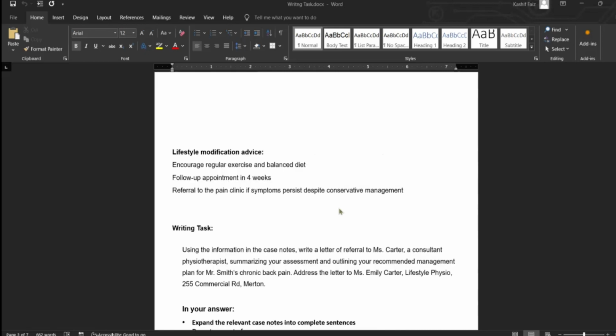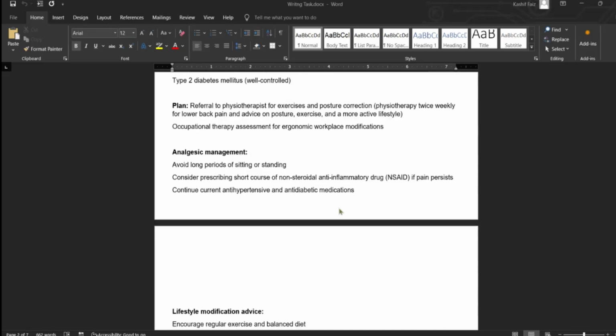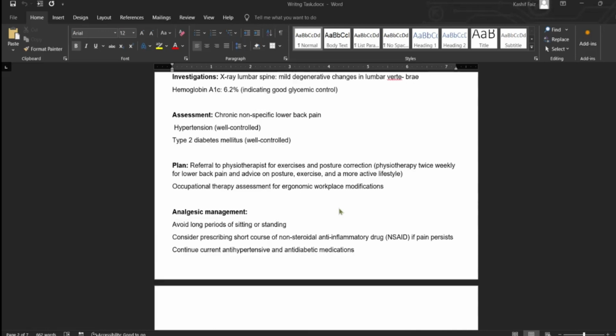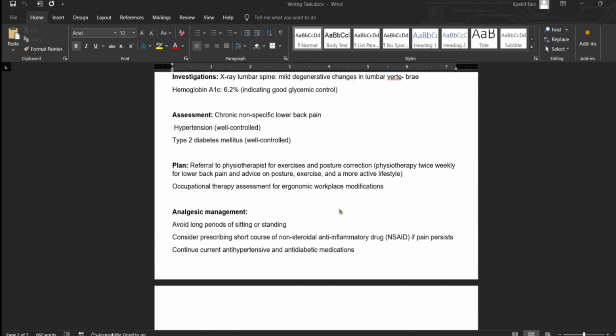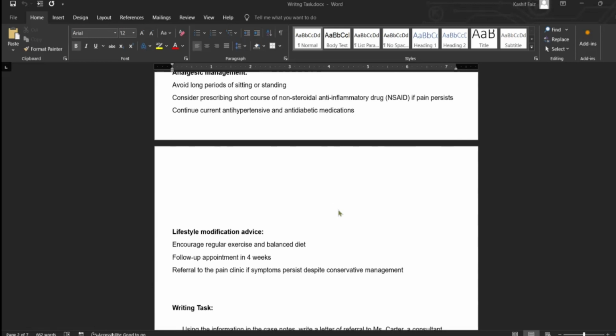referral letter. You have read the case notes that Mr. Smith has chronic back pain for the past 12 months. He has tried medication and it is not working, and you have done an X-ray which shows degenerative changes in the lumbar vertebra, and he is an office worker. Your recommended plan is to refer to a physiotherapist, avoid long periods of sitting, have some lifestyle modifications, and if the pain persists, he should try NSAIDs, and should make a follow-up in 4 weeks.